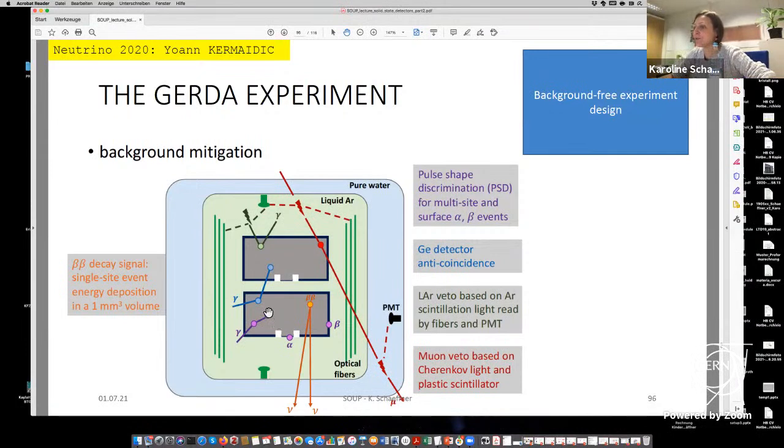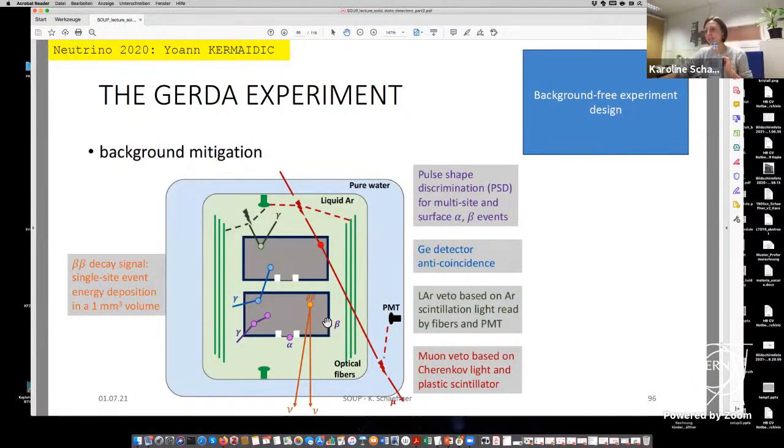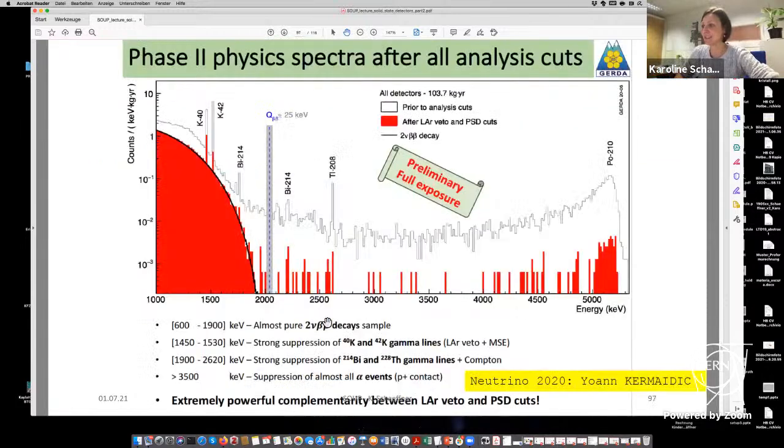And this is also true, for example, for surface events, so alphas making interactions close to the surface, or betas, I mean, they don't reach so far. I mean, they reach a millimeter. So this is fine and can also be discriminated. And so this is in the end really a concept which allows to have an experiment which is background free. Which is background free in this region of interest, which is really amazing.